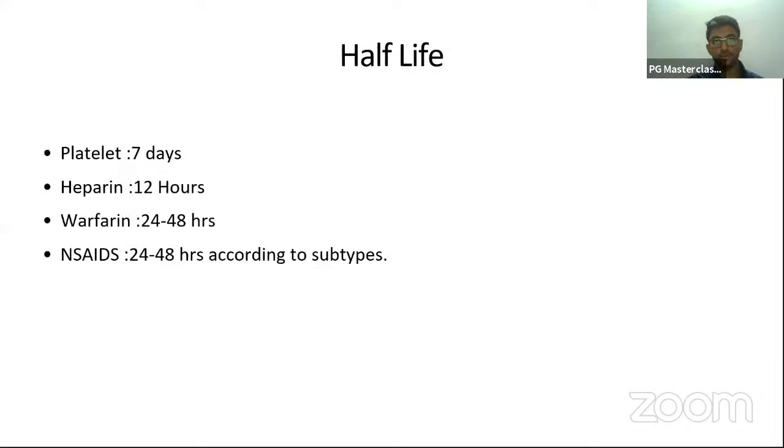The half-life of all the drugs which are clinically important. Platelets live 7 to 9 days, so 7 to 9 days will be the duration of function of antiplatelet drugs. Heparin acts for only 2 hours, as mentioned by sir, so it is of short duration. Warfarin will take about 2 to 3 days, so bridging therapy will come in place. NSAIDs and the specific COX-2 inhibitors, according to subtypes, will be 24 to 48 hours.